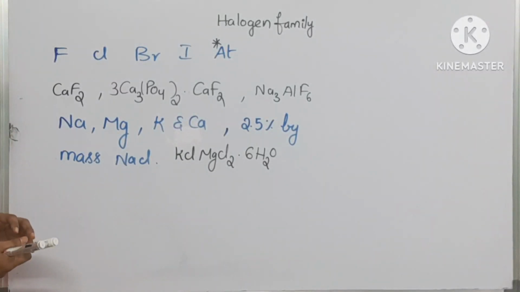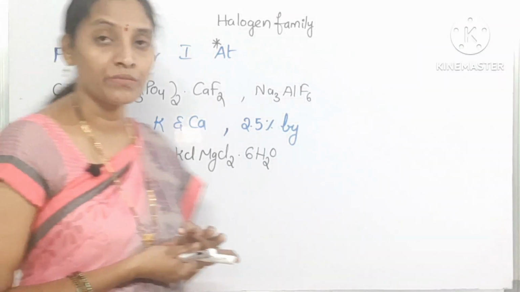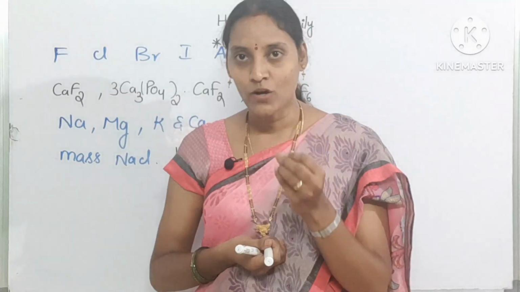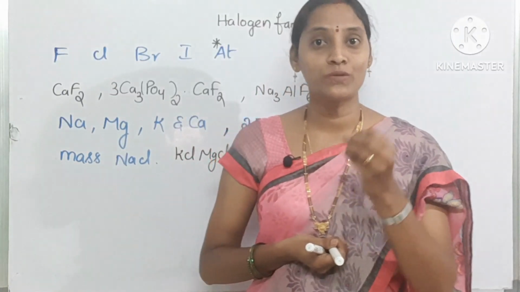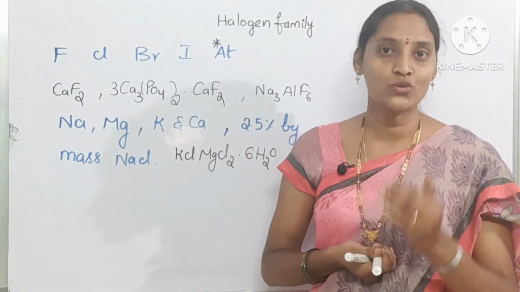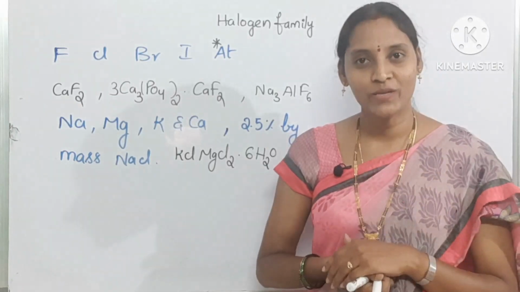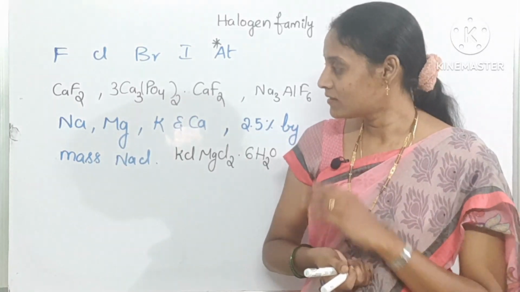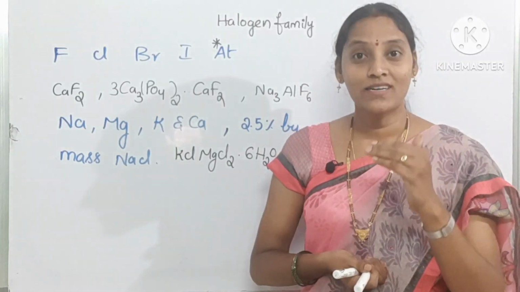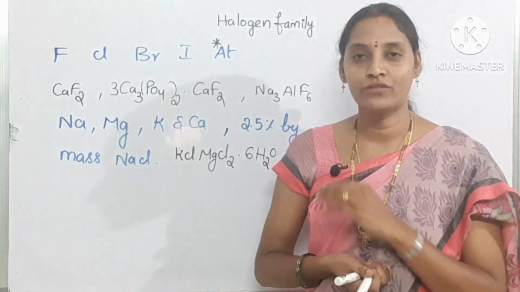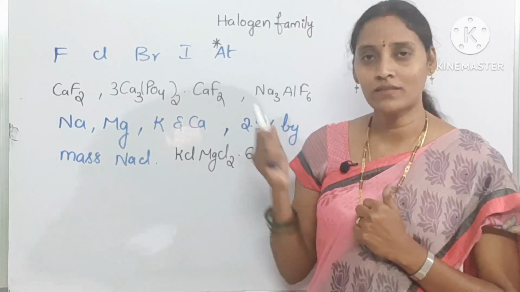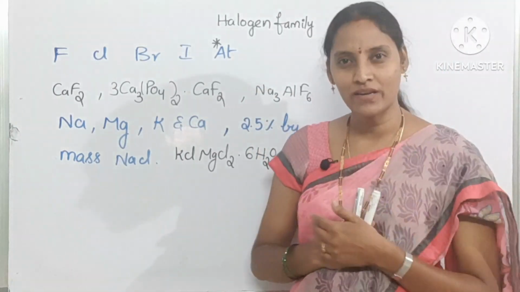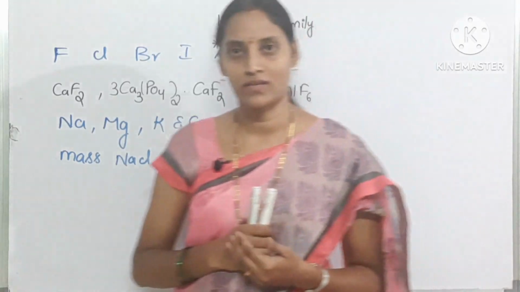And then in marine life, 0.5 percentage of iodine is present in the form of sodium nitrate, and 0.2 percentage of iodine is present in the form of sodium iodide. This is about the occurrence and availability of all these elements. Astatine is a radioactive element with a very short half-life, so no need to discuss it here.